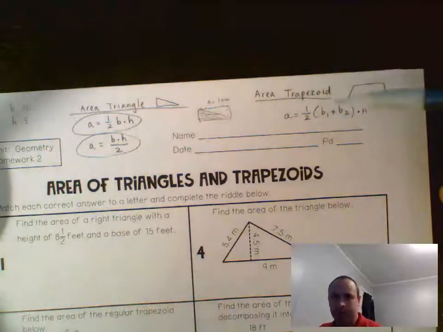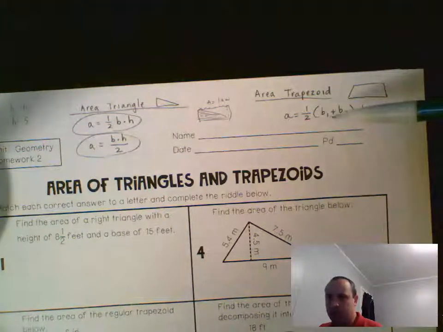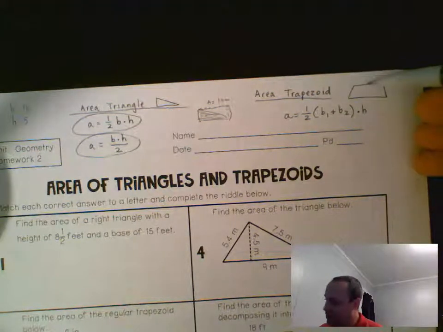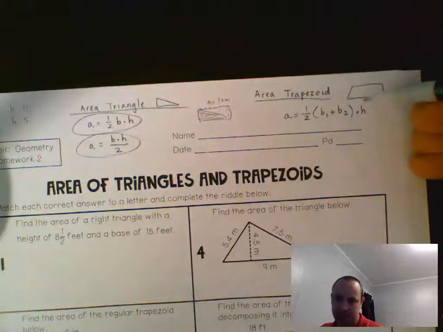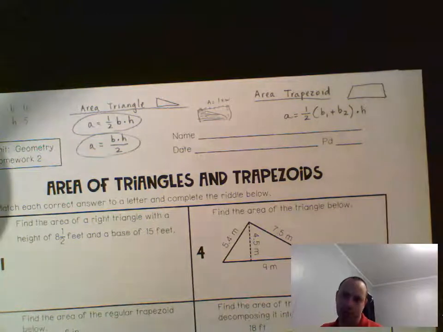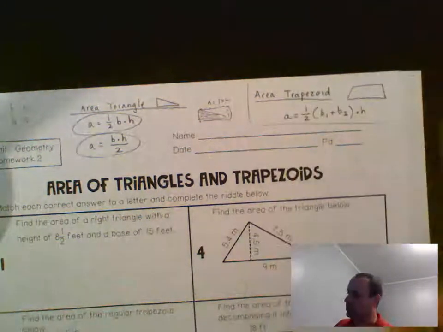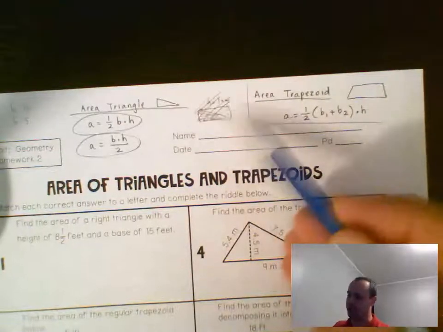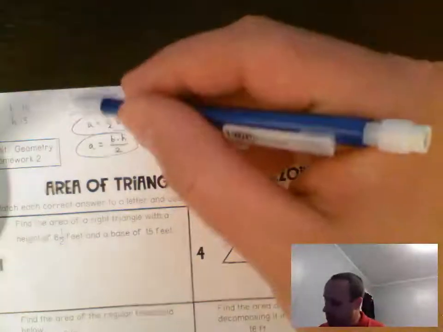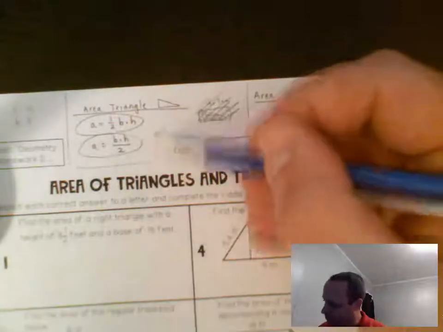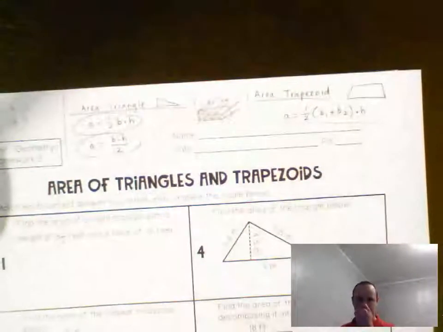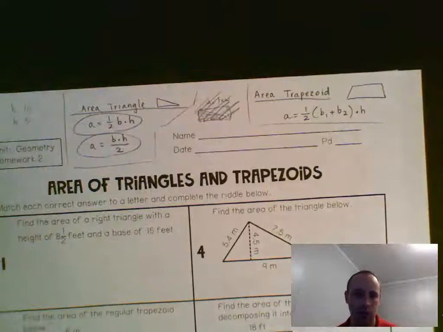For the trapezoid, this is the formula: 1/2 times parentheses b1 plus b2. b1 would be one of these bases, and b2 would be the other base, times the height. We'll show you what the height means when you get into the problems. But for now, just make sure you write down this formula. That doesn't have to be written down, but if you want to, that's fine. Please make sure you have those 2 formulas.